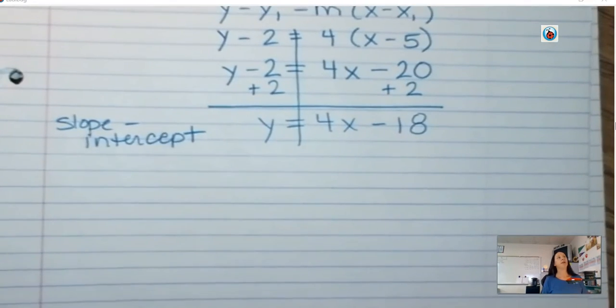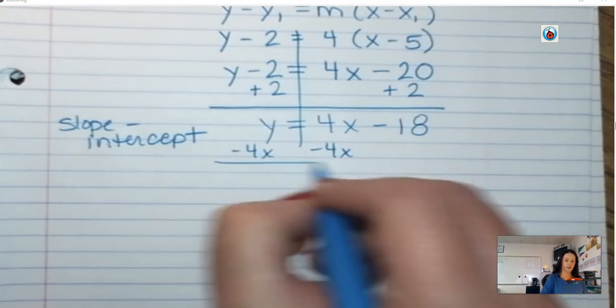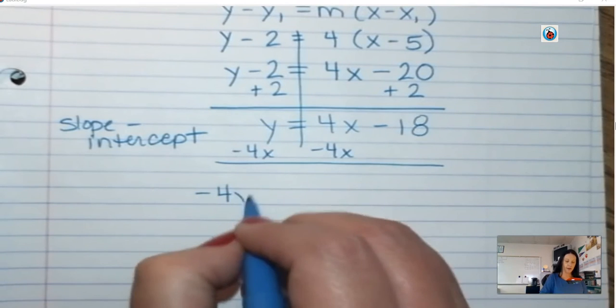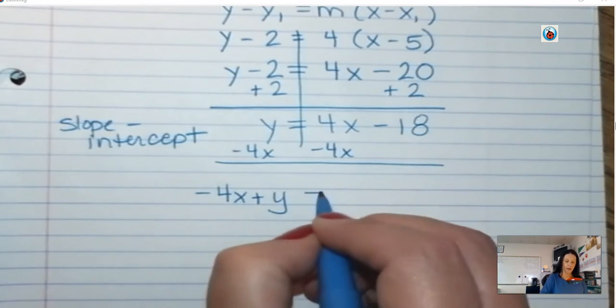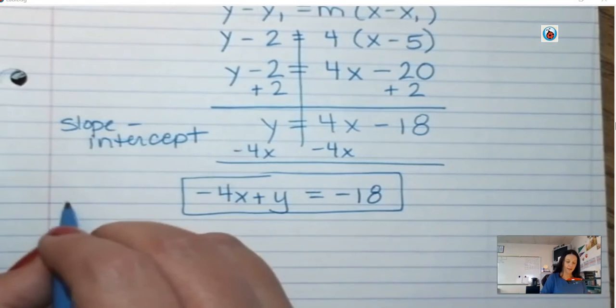From here, now put it into standard form. So get the x on the same side as the y. So move your x over. To get rid of 4x, we're going to subtract 4x from the other side, and I end up with negative 4x plus y equals negative 18. And now this is standard form.